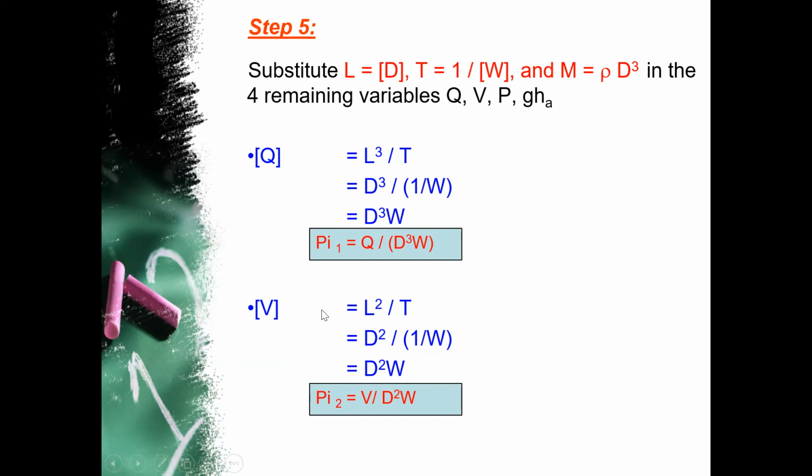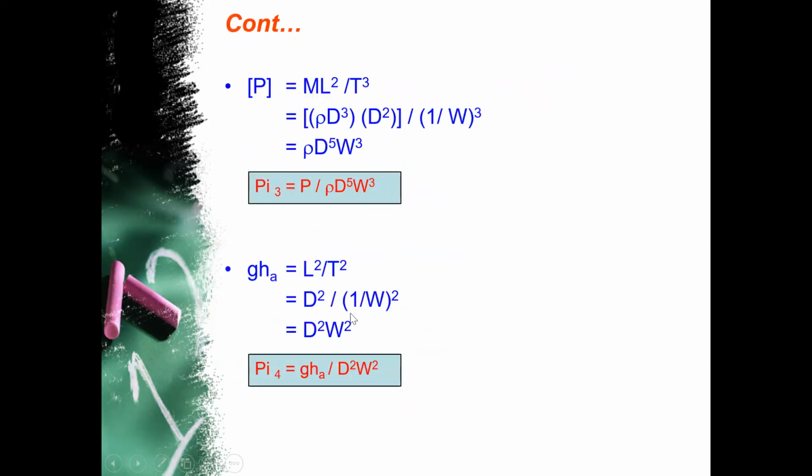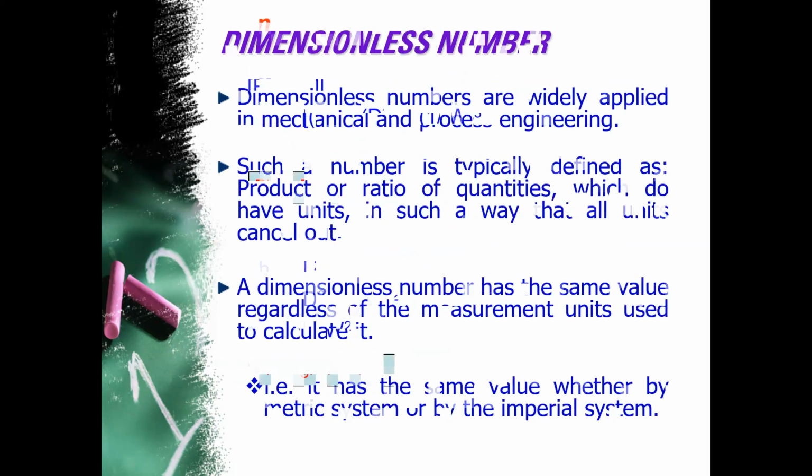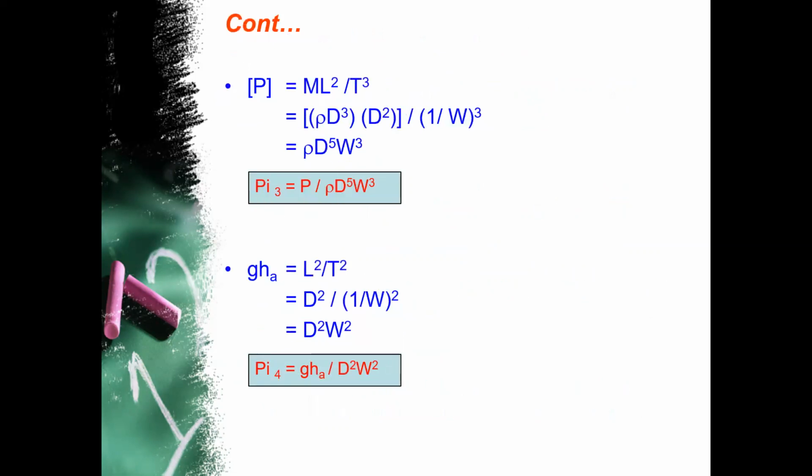So we have 4 equations. So we have this way. We have these 4. Okay. So how many dimensionless groups do we have? We have 4, right? The pi. Okay. So done. That's how we do the Buckingham pi theorem.